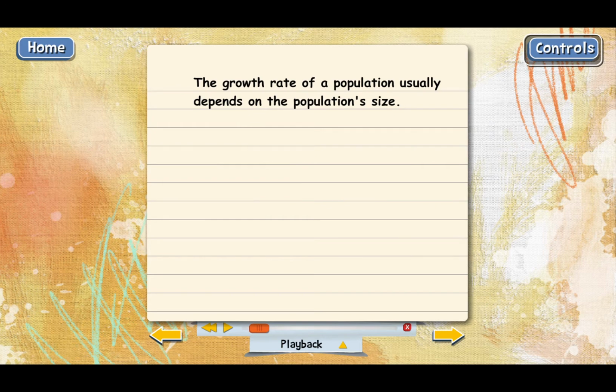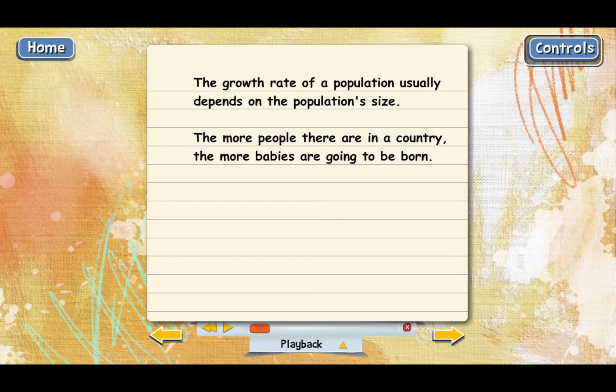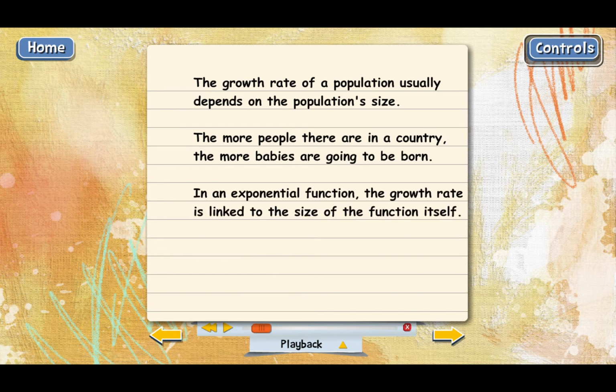And that makes sense if you think about it, because the more people there are in a country, the more babies are going to be born each year. But an exponential function represents this kind of growth really, really well. And that's because an exponential function is set up so that the growth rate of the function is linked to the size of the function itself.